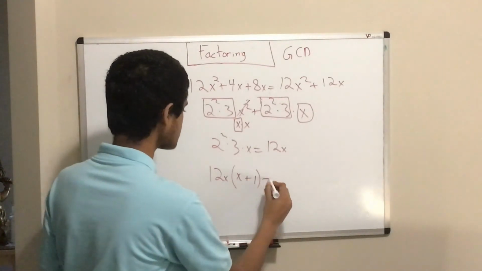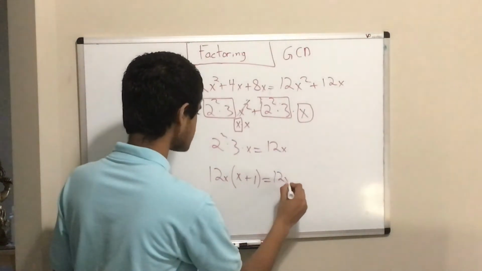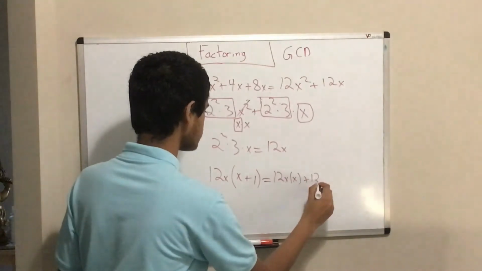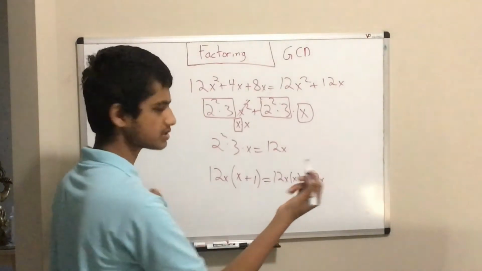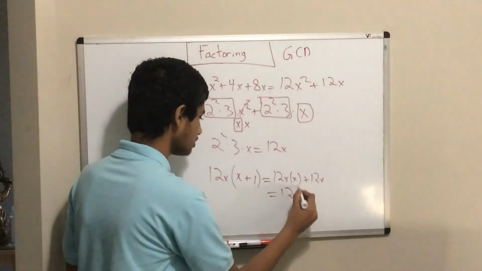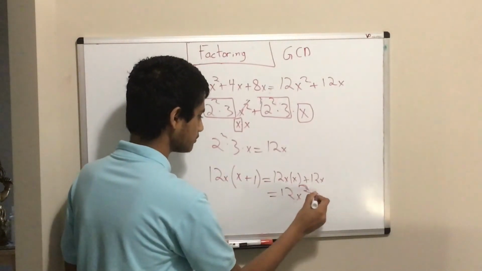And when we try distributing this, this becomes 12x times x plus 12x times 1. I'm not going to write the 1 because that's redundant. And that just becomes 12x squared plus 12x.